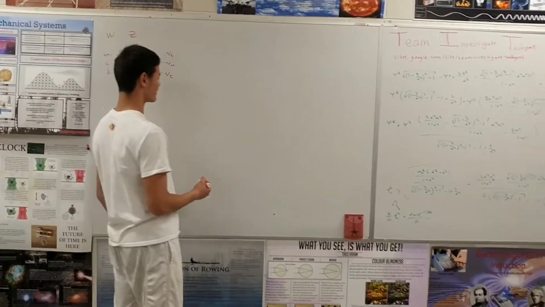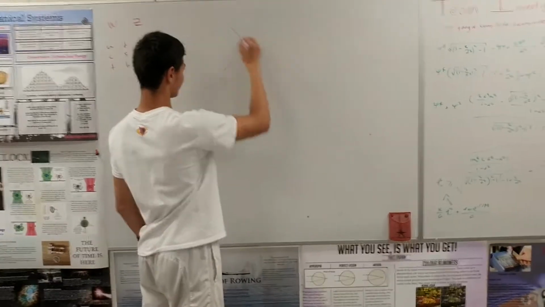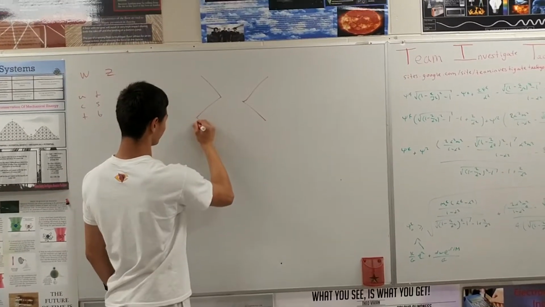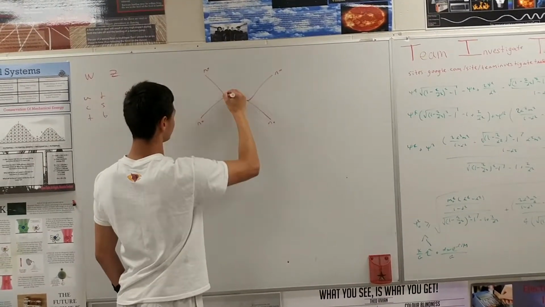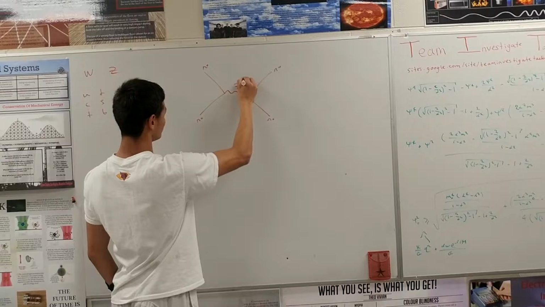Yeah, it's neutral. So basically, Z is used in any neutral interactions. If you have neutral particles that scatter off of each other, that would be a weak interaction mediated by a Z.